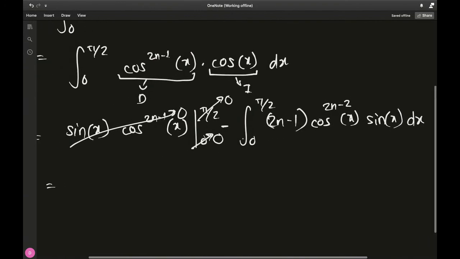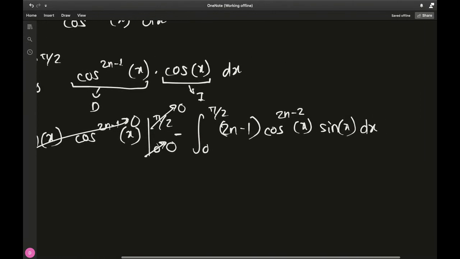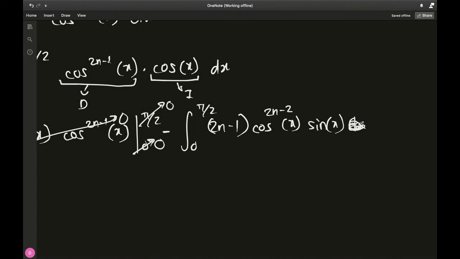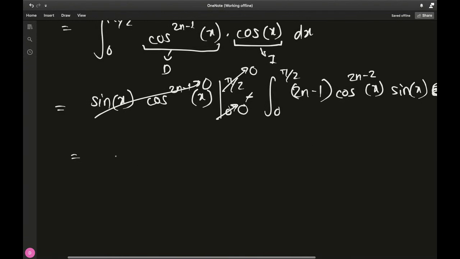And wait, I forgot to take another sign because of the chain rule. So we don't end at dx, we have a negative sine x, because when you differentiate cosine raised to 2n minus 1, we first perform the power rule. So 2n minus 1 cosine of 2n minus 2 x multiplied by the derivative of the cosine by the chain rule, so negative sine x, and then you have a dx. So this negative, that negative will make a positive, and we'll have a sine squared.